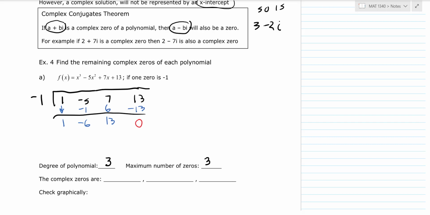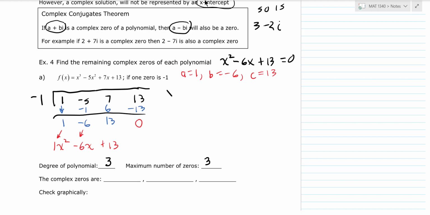So what this is going to result in then is the power goes down. So this result would really be 1x squared minus 6x plus 13. So that is the resulting quadratic equation. So what we're going to do is take this quadratic equation, which does not factor. We're going to set that to 0, and we're going to have to use the quadratic formula to do that. So in this problem, a is going to be 1, b is going to be -6, and c is going to be 13. Okay, so we're going to plug that into the quadratic formula.